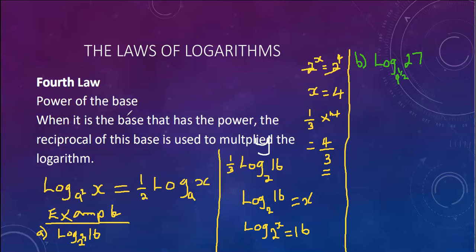Since this power of the base says we should multiply the log by the reciprocal, then the reciprocal of 1 over 2 is 2 now. So we're going to say 2 multiplies log 27 in base 9. Then we find log 27 now and we multiply the value by 2.